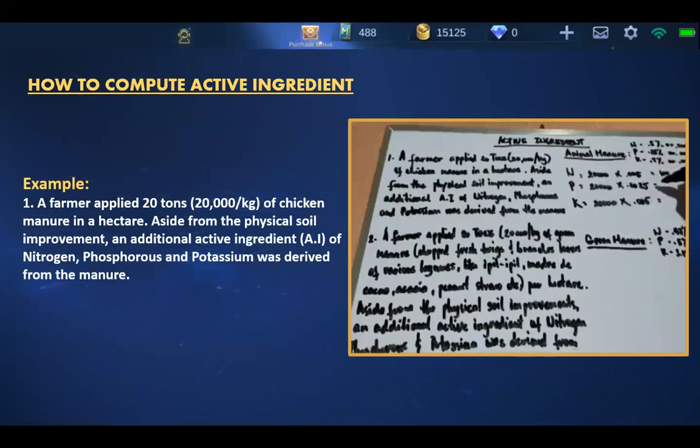So we'll just multiply 20,000 times 0.005, that is 100. 20,000 times 0.0025, that is 50. 20,000 times 0.005, that is 100. So our final answer is 100 plus 50 plus 100 of active ingredients of animal manure. No need to add the 150 and 100 because these are different elements or active ingredients that came from NPK.